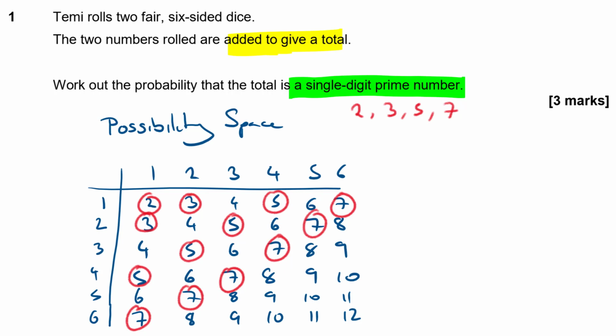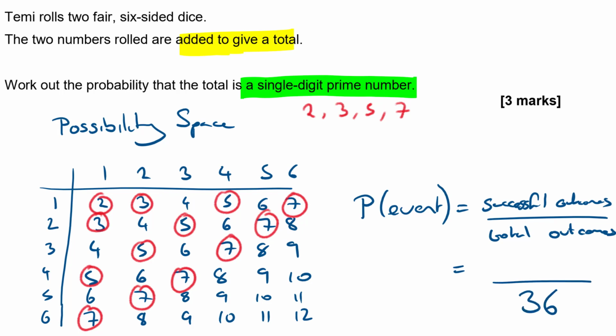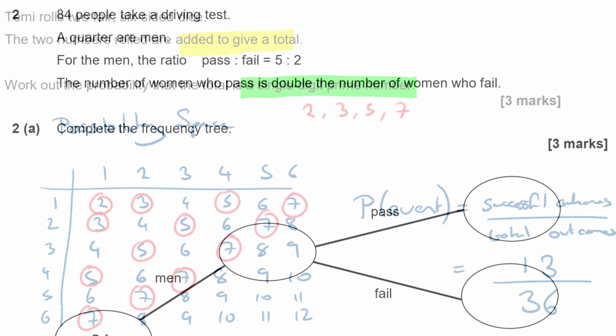Now any probability event has an equation: successful outcomes divided by total outcomes. That's how you work out probability. So here we said there were 36 separate outcomes, each of the entries of our possibility space, and 13 of those are single digit prime numbers. So the answer is 13 over 36. That's the probability.